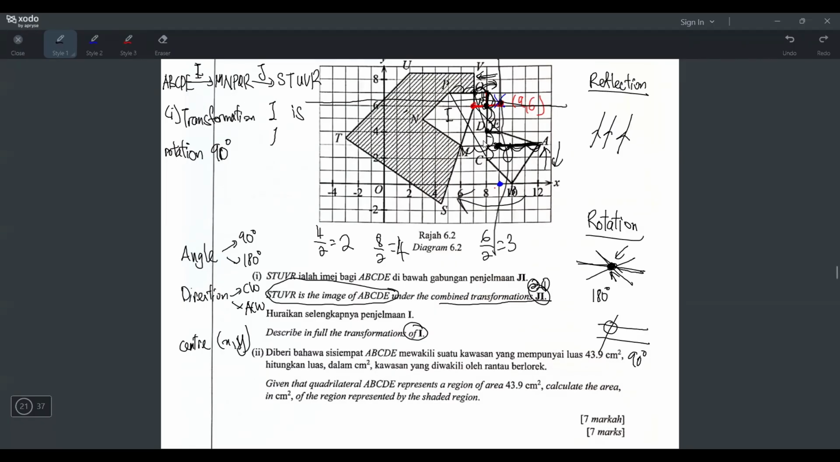So if it goes this direction, is it clockwise or anti-clockwise? If it turns like this, it's clockwise, right? So it's 90-degree clockwise, and then we have to write about the center, and the center is 9, 6.